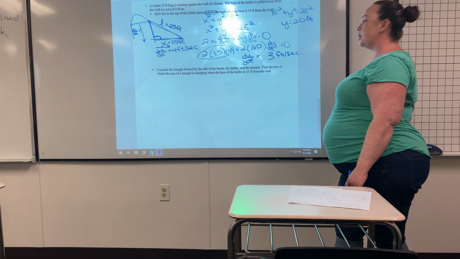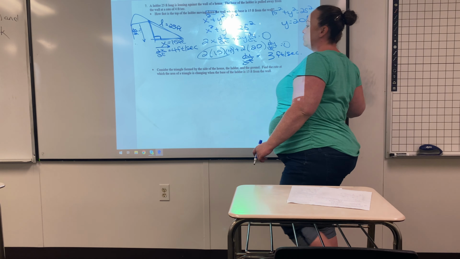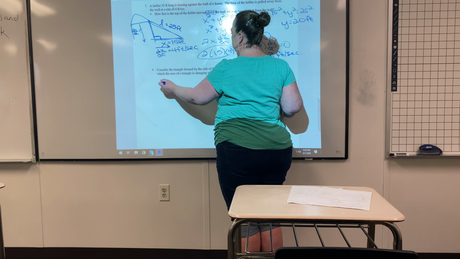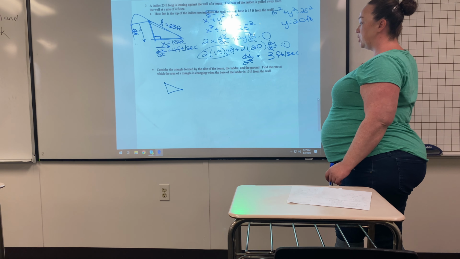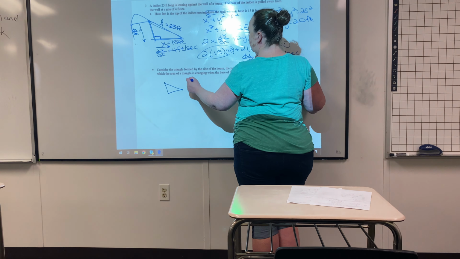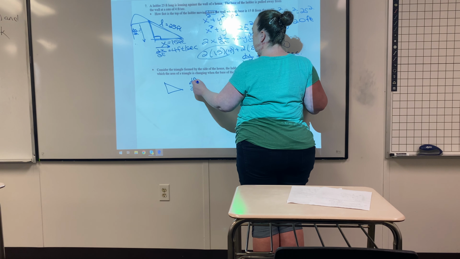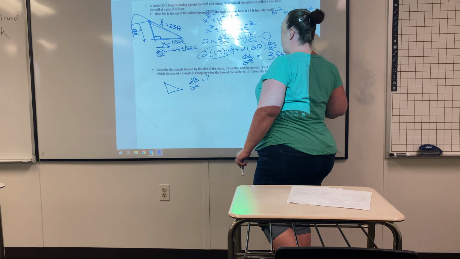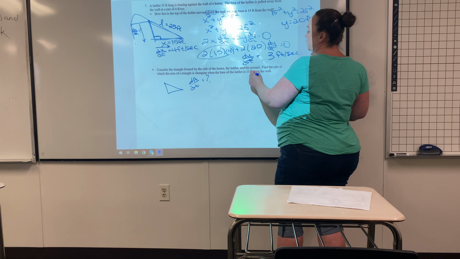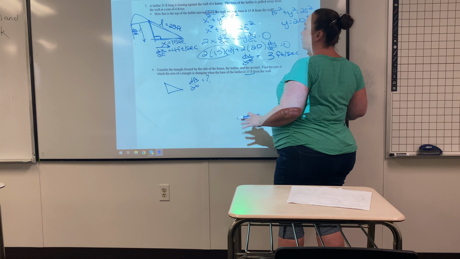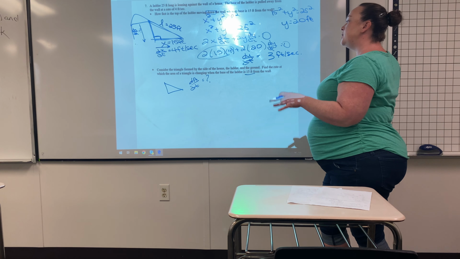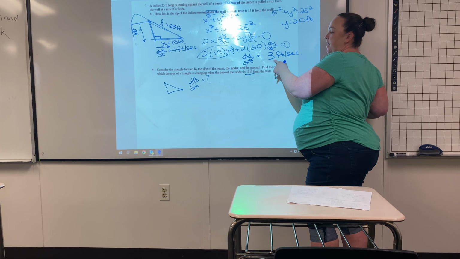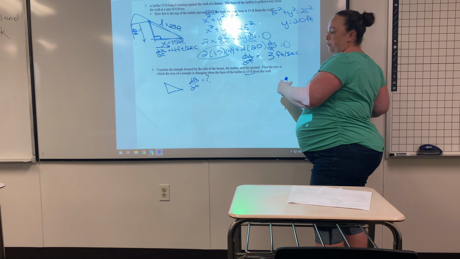Last one, it says, consider the triangle formed by the side of the house, the ladder, and the ground. Find the rate at which the area of the triangle is changing. So we're looking for dA/dt. And the base of the ladder is 15 feet from the wall. If the base of the ladder is 15 feet from the wall, that means all the nonsense that we figured out up here applies. When you're using it in the future, though, you need to make sure that you remember that this was negative, and the negative will have to go back in when you use it, okay?